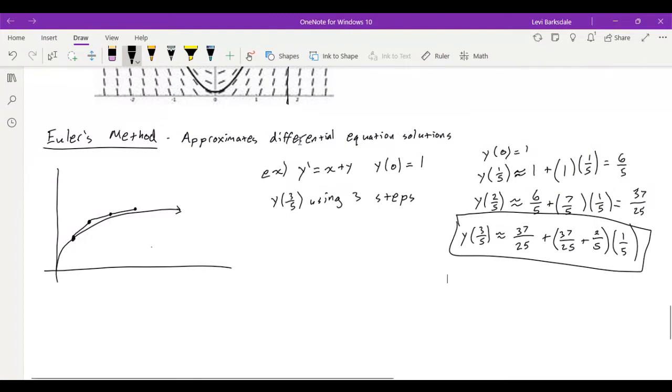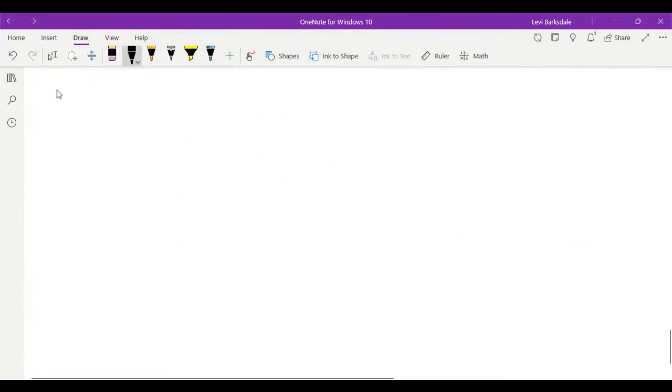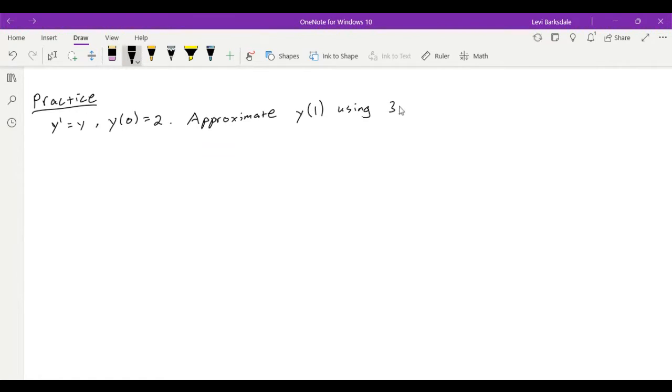All right, we'll go ahead and do a quick practice problem for Euler's method. Suppose that your differential equation was fairly simple. Simply y prime was equal to y, and your initial value was y of 0 equals 2. Approximate y of 1 using 3 steps. I'll give you a few minutes to work through that. Good luck.